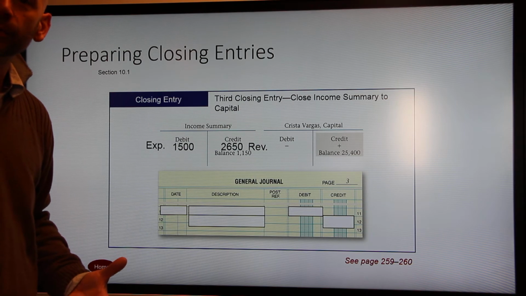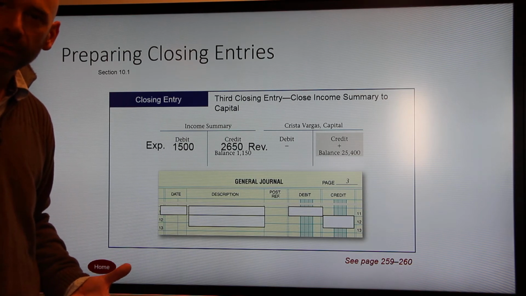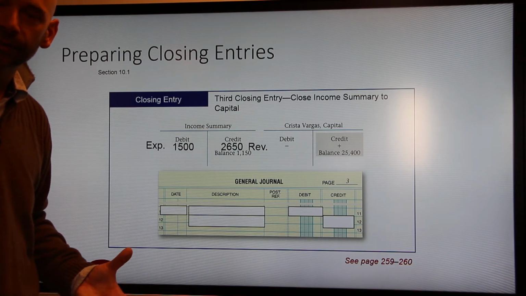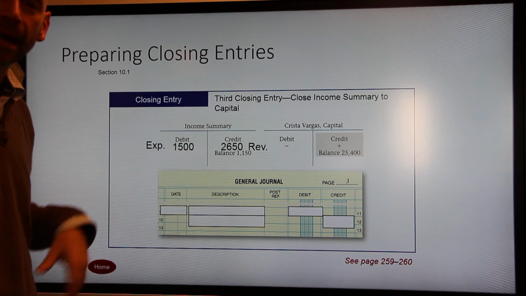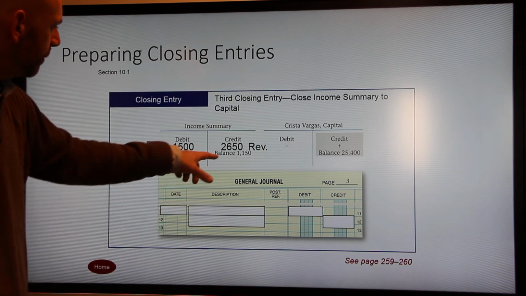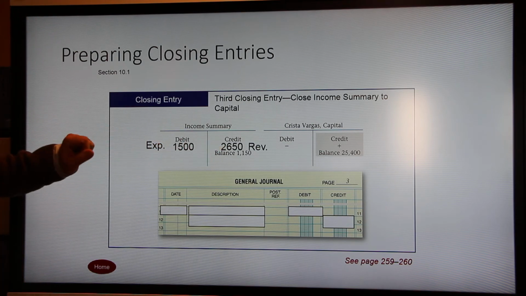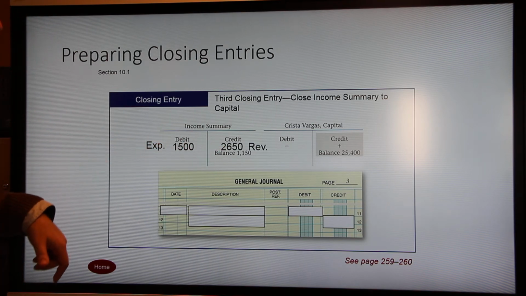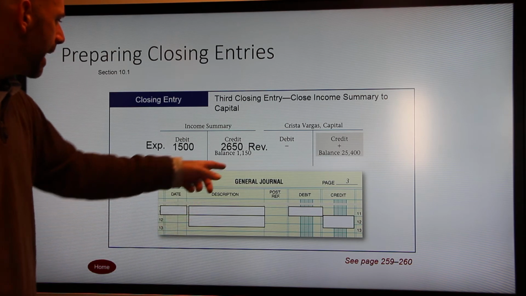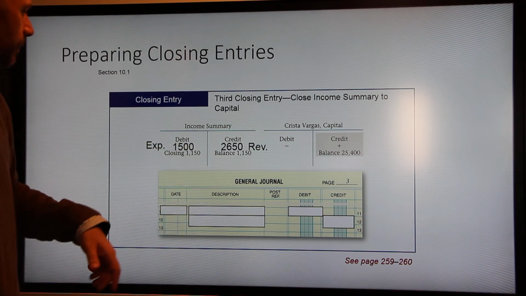But now what we need to do is close income summary, right? It starts with a zero balance and ends with a zero balance. So right now it has a balance. If we look at it, we see that we have $2,650 in revenue on the credit side, and we have $1,500 in expenses on the debit side. So the balance that we would have right now is $1,150, right?